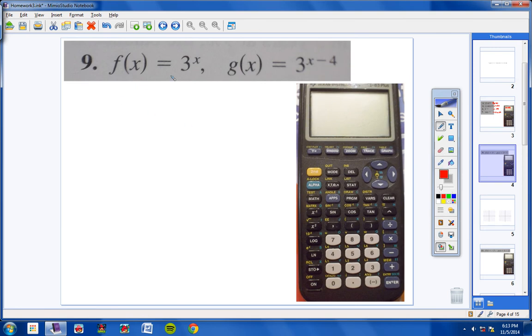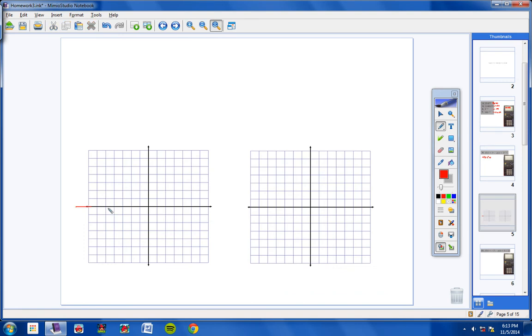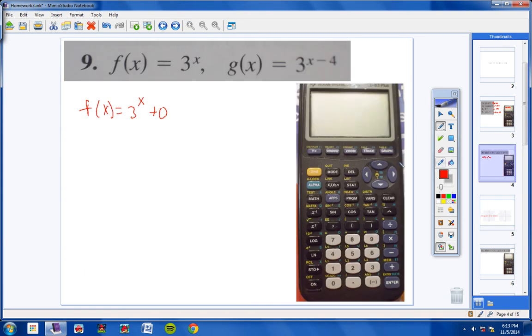This one right here, f of x equals 3 to the x plus 0. There's no constant term, so my horizontal asymptote will be at 0 right here. Very good. Now take the exponent, which is x, set it equal to 0 and solve. Well, x equals 0. There's really nothing to solve, so we'll leave it at 0. And right here in the middle, we'll put a 0, then we'll go up 1, 2, and then we'll go down -1, -2.